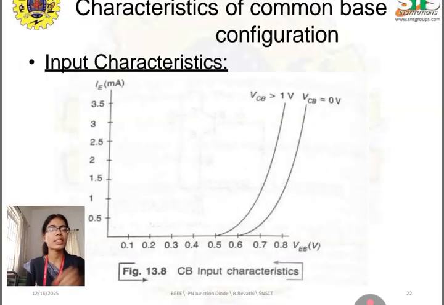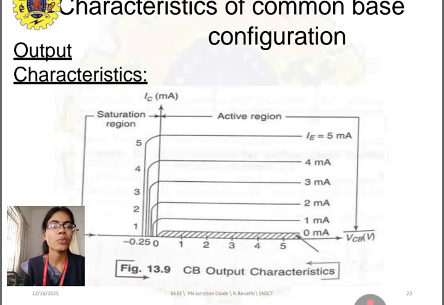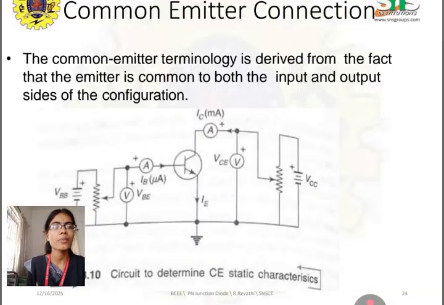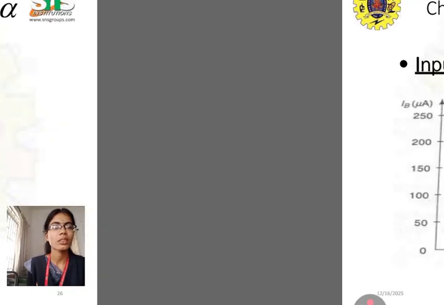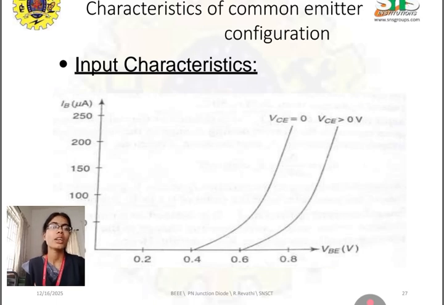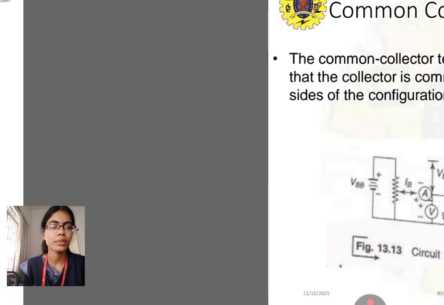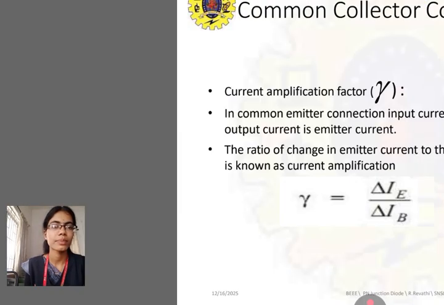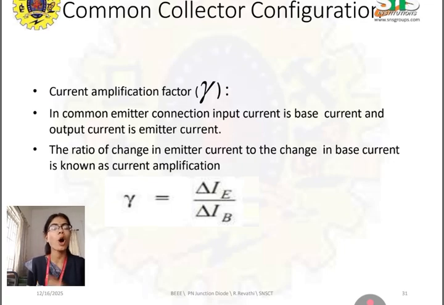The input characteristic is shown below across the emitter current and the voltage of common collector base and emitter base. The output characteristics are drawn across the collector current and emitter current. The current amplification factor in common emitter connection: the input current is base current and the output current is collector current. So these are all the things which we have discussed in the BJT. Thank you.